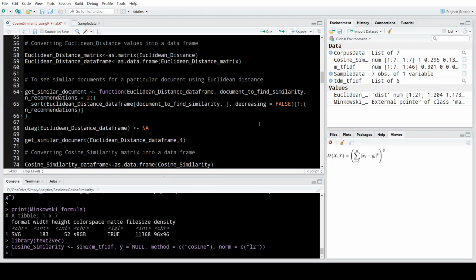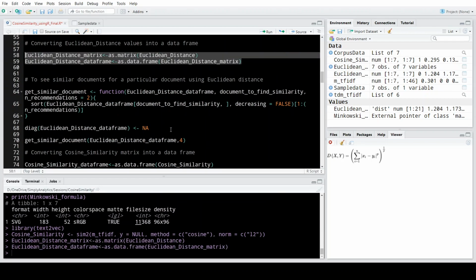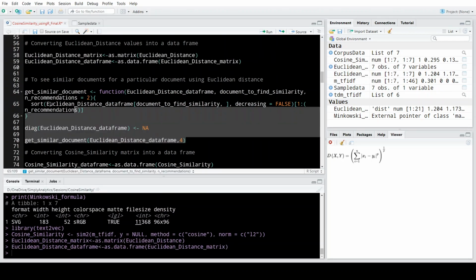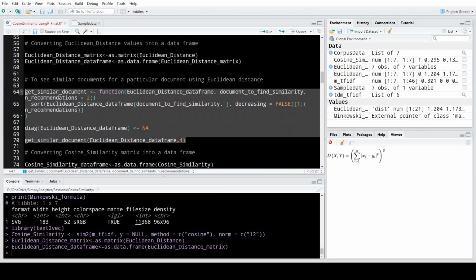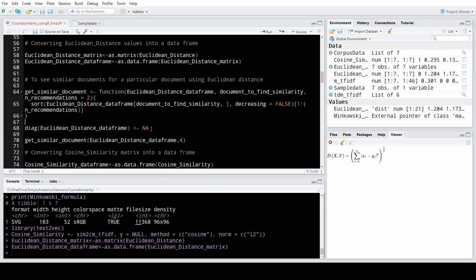Having calculated Euclidean distance and cosine similarity, let us start comparing the results to see which one makes more sense. Before that, let us convert both of them into a data frame for better readability. To see similar documents, I have written a small function that can tell you which document is similar for a particular document.